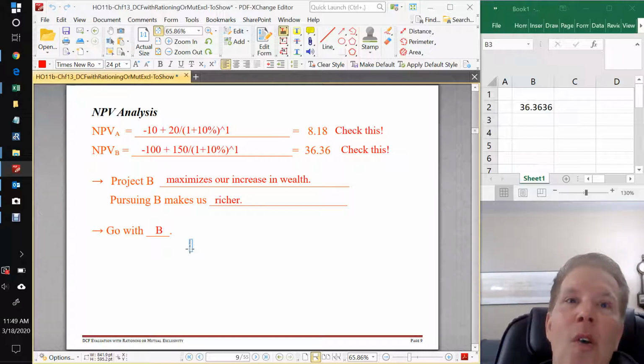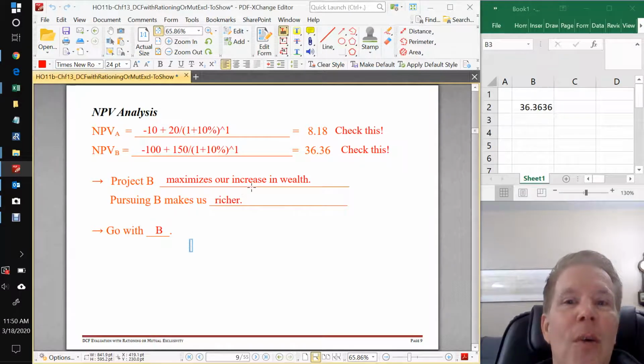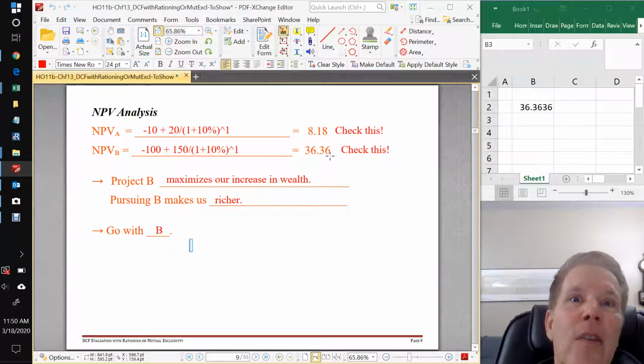NPV is the only of our 3 DCF methods that is always going to give you the right answer to this question. The question being, if we have 2 mutually exclusive projects, which one is better? NPV always gives us the right answer because it's the one that tells us which project is going to maximize our wealth more? That's the right question to ask and answer.